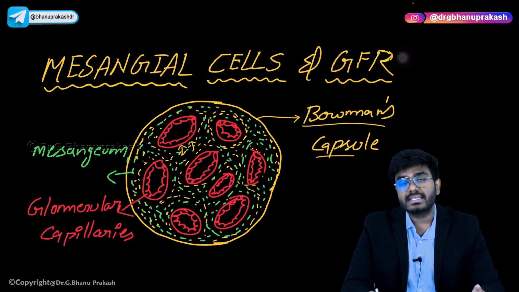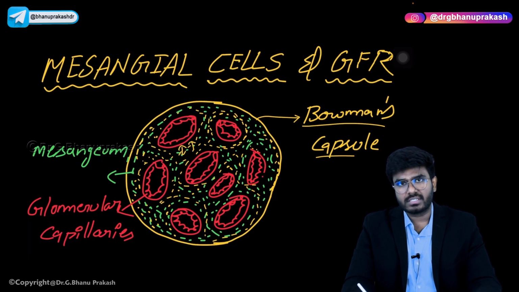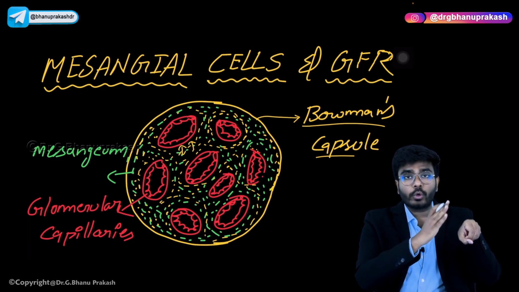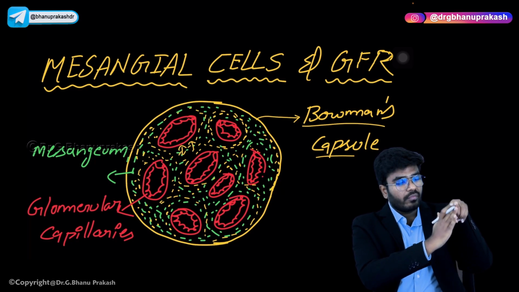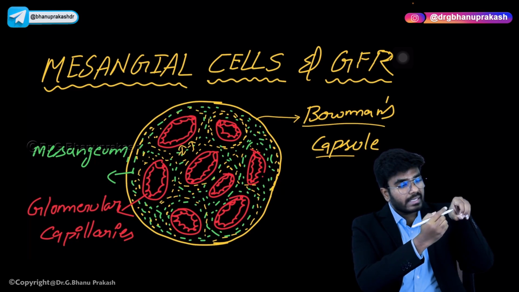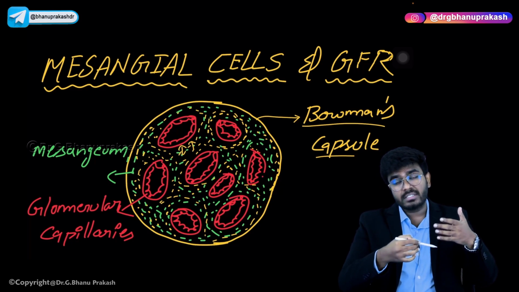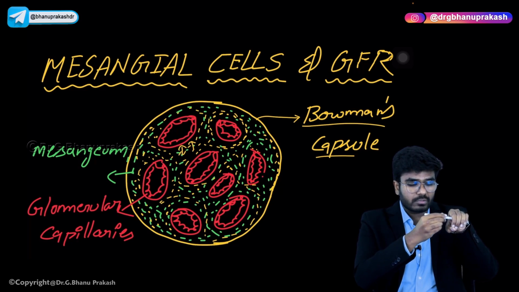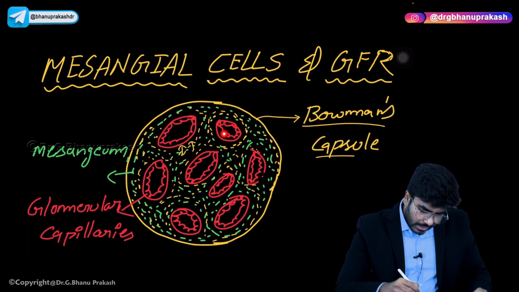Okay. Now let's talk about some important points about the mesangial cells: how mesangial cells can alter the GFR. Now guys, these are the glomerular capillaries. I am just showing you the cross section of the Bowman's capsule. Inside the Bowman's capsule, I should say inside the glomerulus, you have these capillaries. These are nothing but your glomerular capillaries.